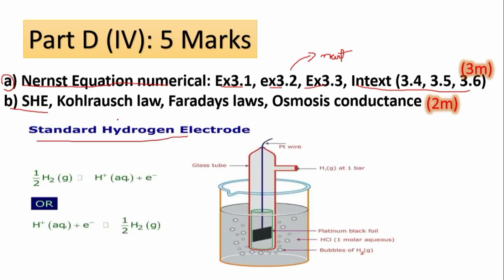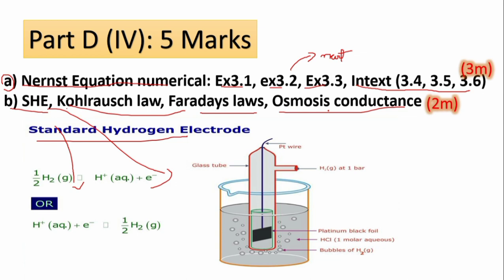electrode. Most of the time they'll ask only this diagram. Draw the diagram and label it. You have to label it properly. But sometimes they may ask this equation, any of the equations which are convenient you can know. Then Kohlrausch's law, Faraday's law and osmotic conduction. These and all, they may split and ask as 2 marks.